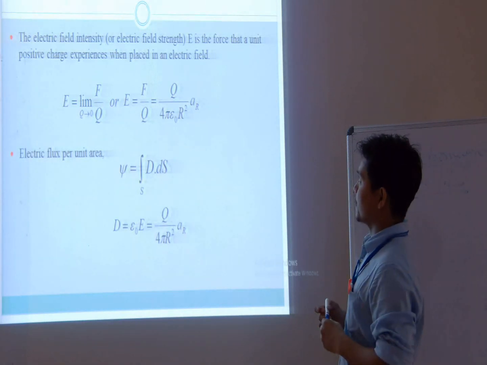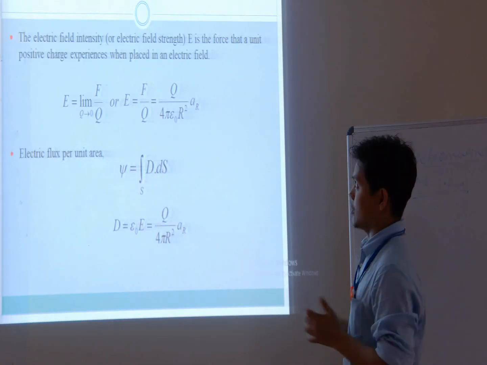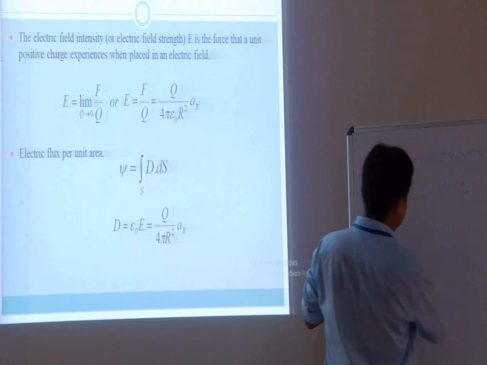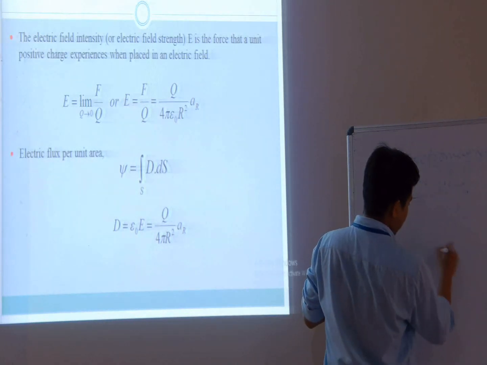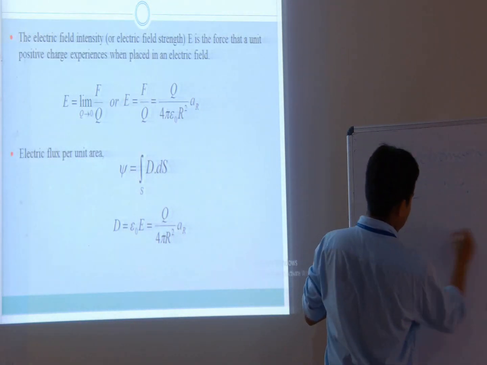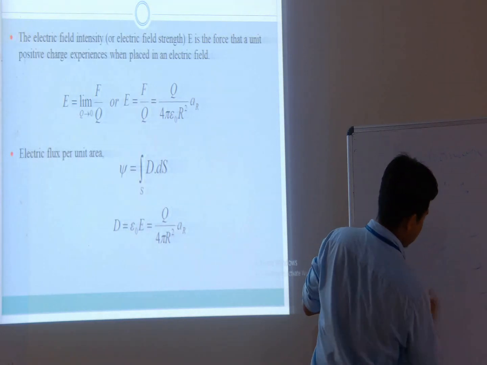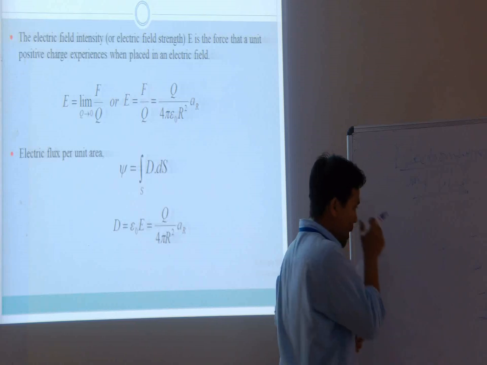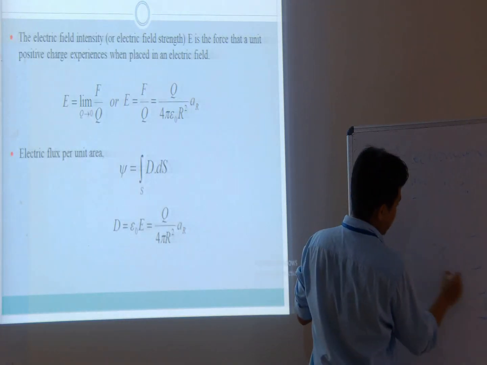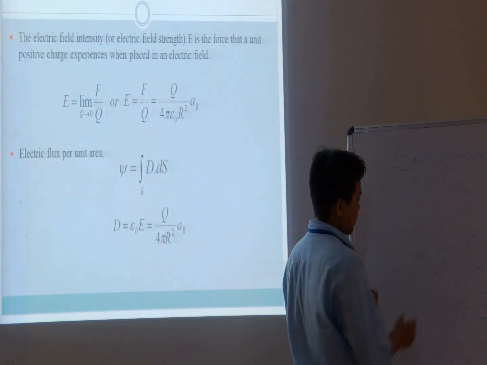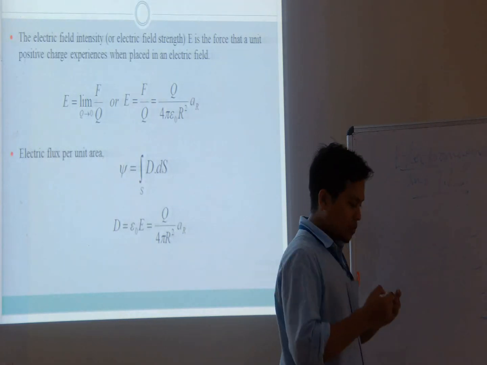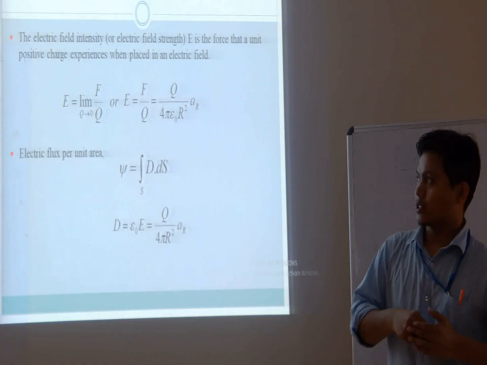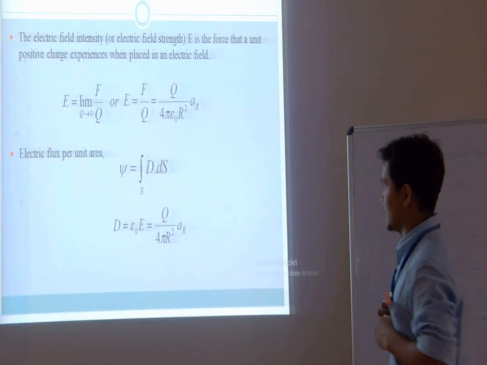First of all, electric field intensity and electric flux density. What is electric field intensity? Suppose one point charge is placed at point P. Suppose this is the electric field, in any direction, it doesn't matter. If a point charge is placed in that electric field, what will happen? It will experience some force. That is called electric field intensity.